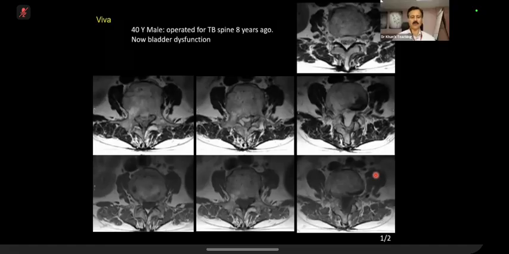Yeah. So this is what I was trying to ask you. This is chronic arachnoiditis. Right? Clumping of the nerve roots. So what happens is, now if you see, this of course has got treated TB here.